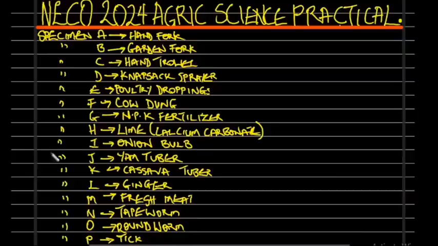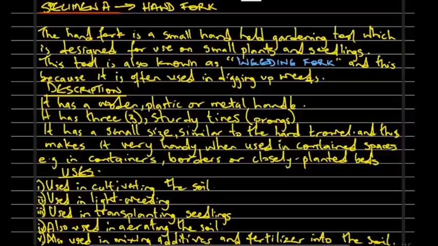So these are the specimens that we were given for this year's Agric Science Practical. We'll be talking about all of these specimens one after the other, helping us to get familiarized with them right about now. So we're moving straight to talk about the first specimen, which is the hand fork.